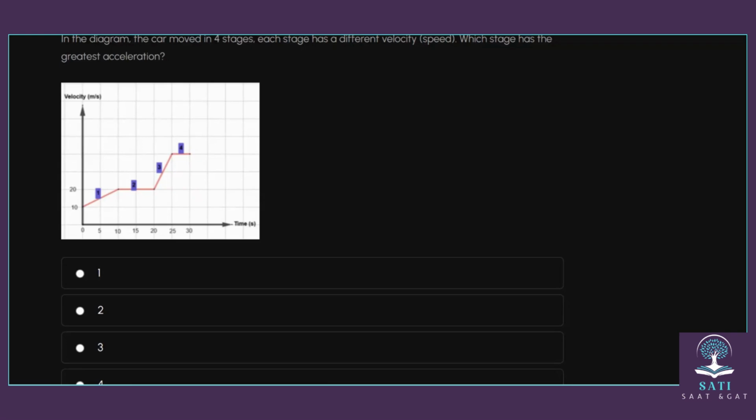In the diagram, the car moved in 4 stages. Each stage has a different velocity. Which stage has the greatest acceleration?